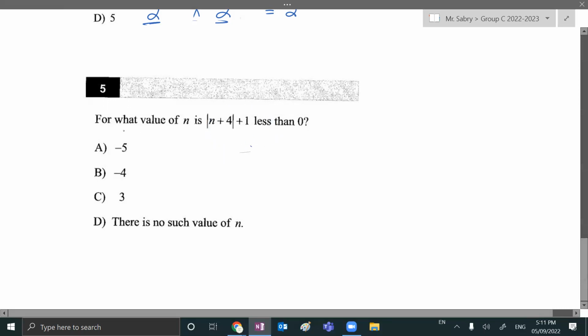They're asking for what value of n would this be less than 0, which means when would this whole thing give me something negative. If this thing will always be positive no matter what, or it's zero, how is it that I'm going to add 1 to a positive number or add 1 to a zero and it would come out as zero? It's impossible. So there's no such value of n. You get the concept of it now?